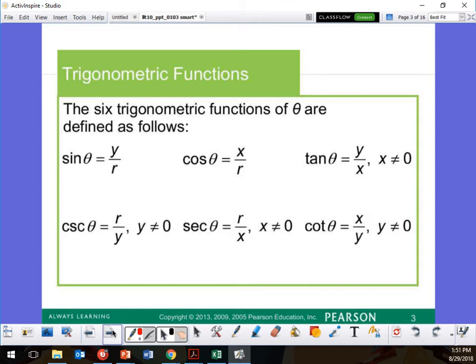Now, these are going to be the reciprocal identities. Reciprocal means flip over, right? Reciprocal identities mean I flip it over. So if sine is y over r, cosecant is r over y, where y cannot equal 0 because that would again be dividing by 0. Does that make sense? You're going to reference this a lot.